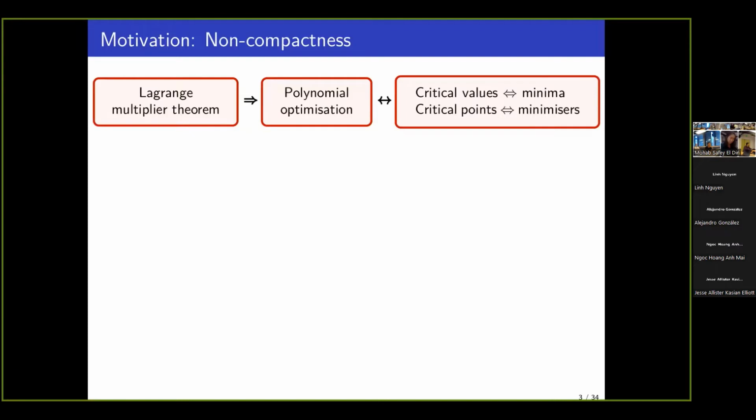So as we know, in the compact setting, the Lagrange multiplier theorem tells us that polynomial optimization boils down to computing critical values and critical points, which are the minima and minimizers respectively. So if we take this example of just the projection map restricted to a circle, we can just compute the critical points and then project them onto the critical values.